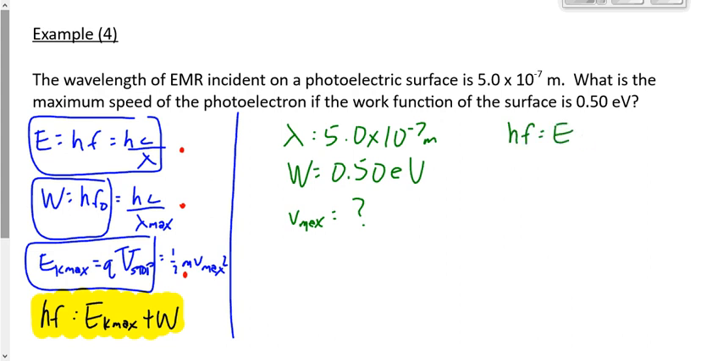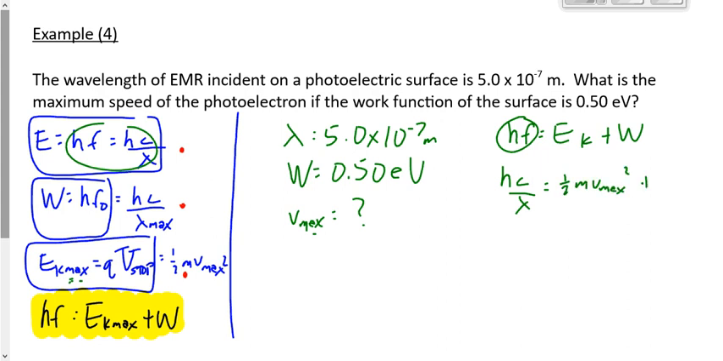HF is equal to EK max plus W. But wait a second, it doesn't look like that one's going to fit either, because I don't know what the frequency is, right? But look, I know the H times F is the same thing as saying HC over lambda. So let's replace HF with HC over lambda. Looking for Vmax, I don't know what that is, but I know that Vmax is related to the maximum kinetic energy. So let's replace kinetic energy with 1/2 mv max squared. And we've got the work function.